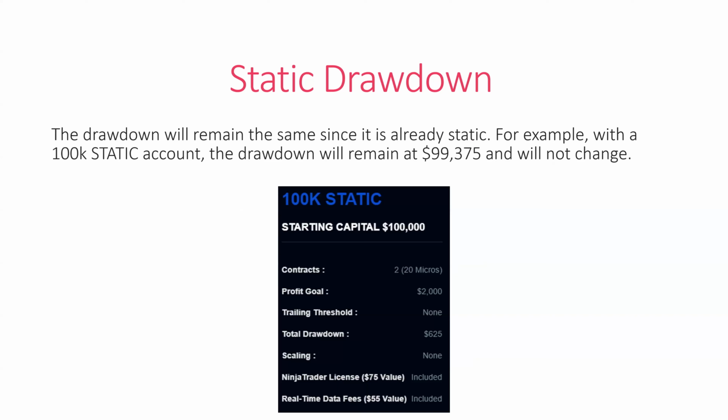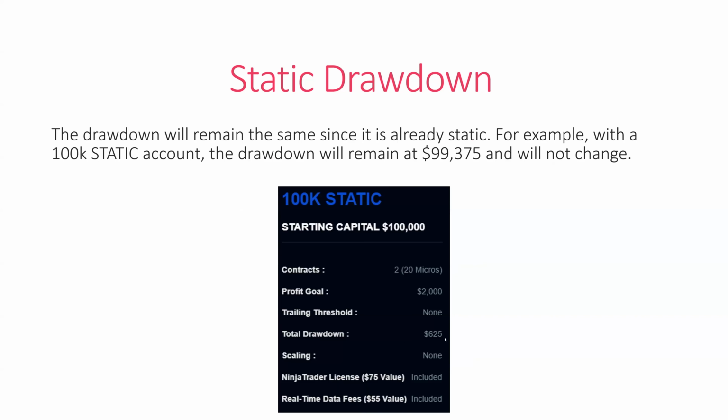Right, moving on to static drawdown. This I personally do not recommend. I hate it so much because your drawdown is exactly the same. So every single day, you have a set drawdown where it's stuck. Let's say, for instance, right now, this example that we're using is 100K. Every single day, no matter what, your drawdown is going to be 99,375. That means you have a total drawdown of 625.